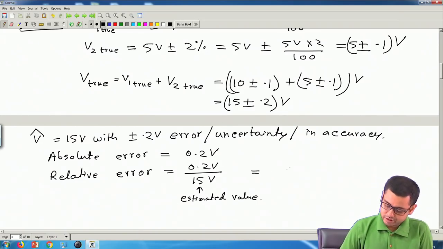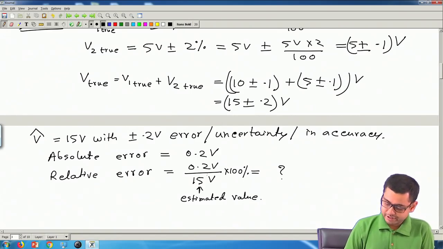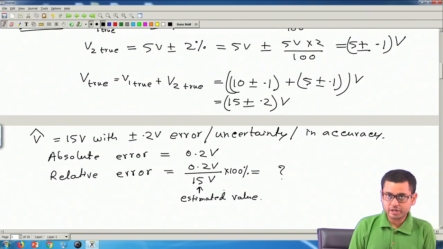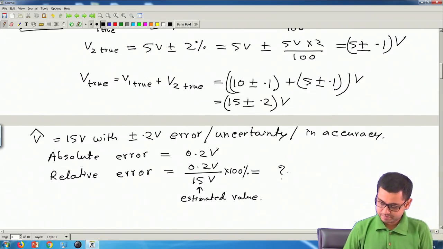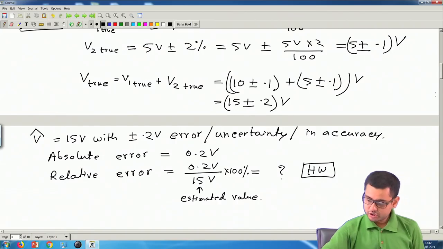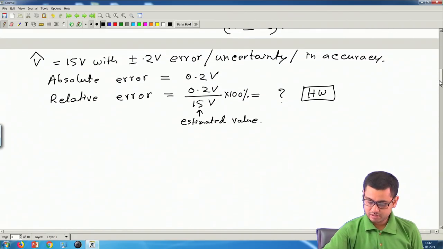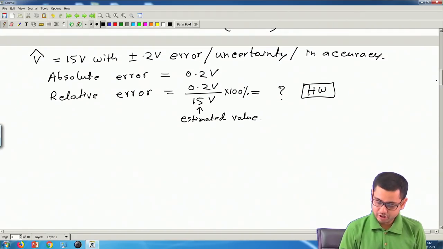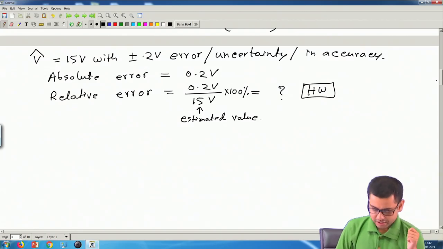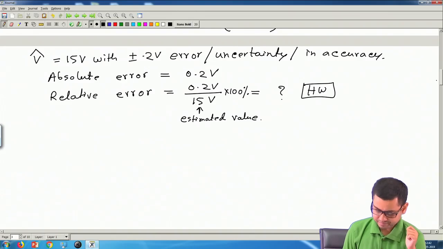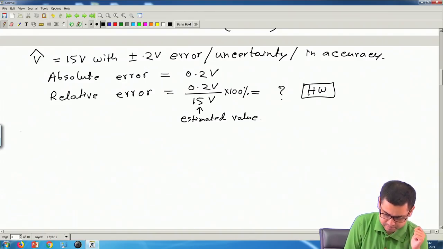Then, let us multiply it with 100 and you can compute what this value is. You can find the value with a calculator. I do not have a calculator right now, so you can do it as homework. So this is how to calculate the absolute and relative error in this situation.